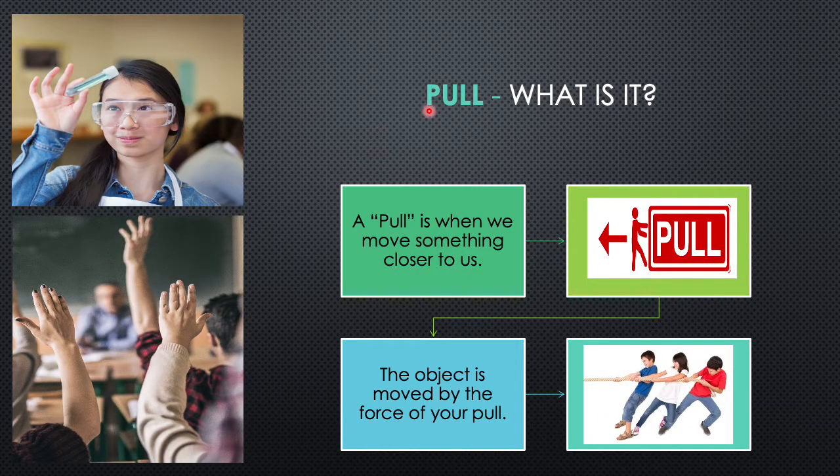Now we have pull. What is it? A pull is when we move something closer to us. So look at this picture. They're pulling it closer, bringing it near, not away, near you. So the object is moved by the force of a pull. Again, the word force, because a pull is also a force. So push and pull are forces. When you play tug of war, you pull the rope.